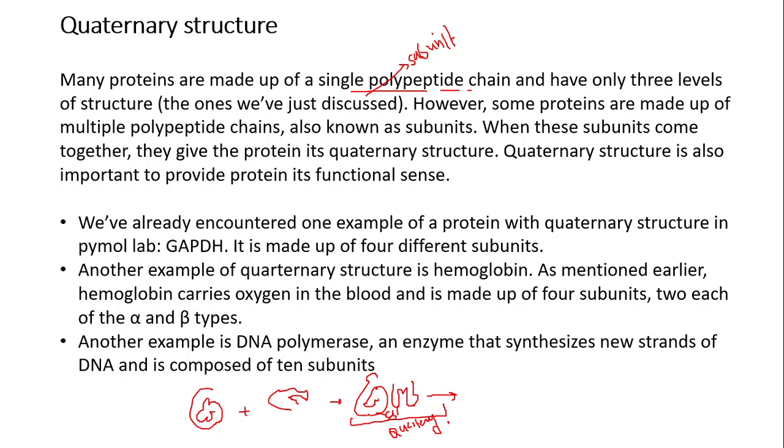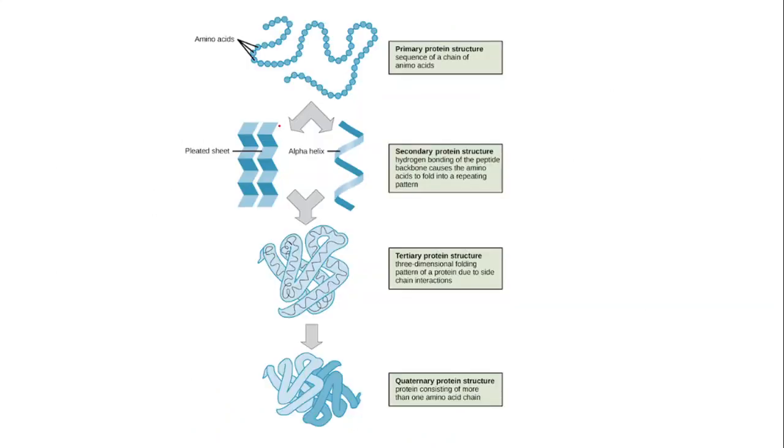Here are some examples. GAPDH is made up of 4 subunits. DNA polymerase is made up of 10 subunits, and so on. So this is a summary slide showing all 4 types of structure.